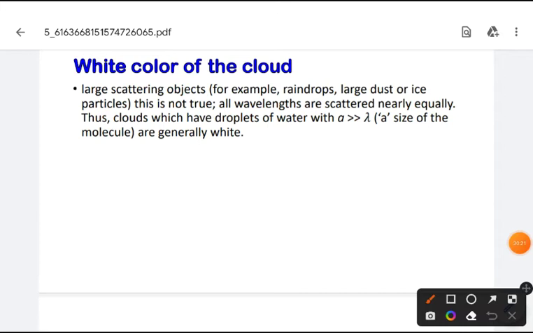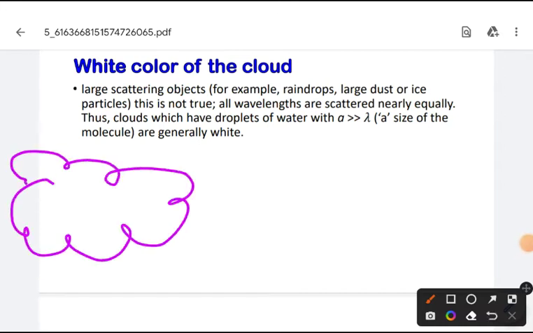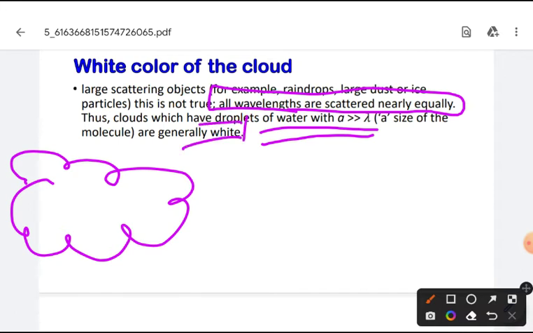The white color of the cloud. The large scattering object. That is not true, all wavelengths are scattered nearly equally. Thus, clouds are droplets of water, size a greater than lambda, and as the size of the molecules is large, they are generally white.